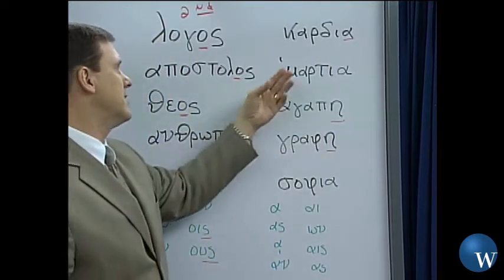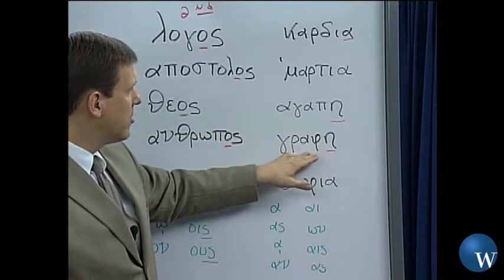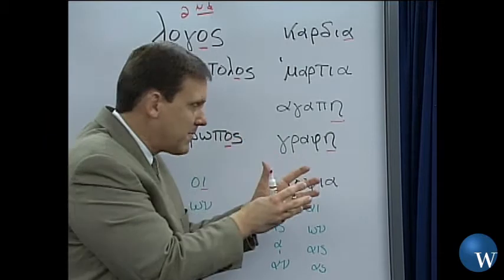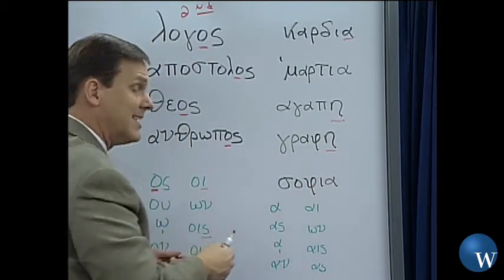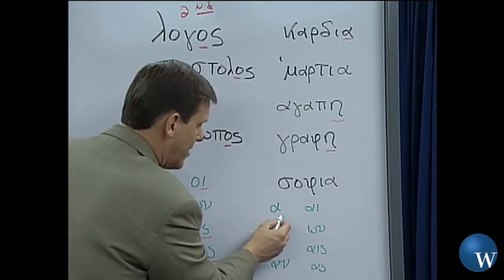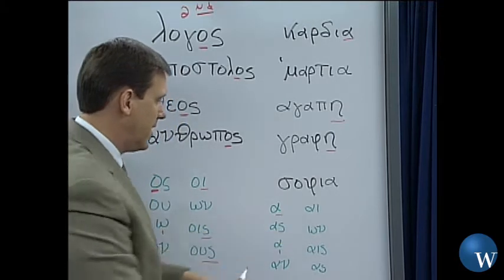So cardia, martia, agape, and graphe are words with either an alpha or an eta, and we sort of group them together. We can notice that when they change in their form to indicate how the noun is functioning in a sentence, they follow this pattern. And technically we don't even have an ending, really.